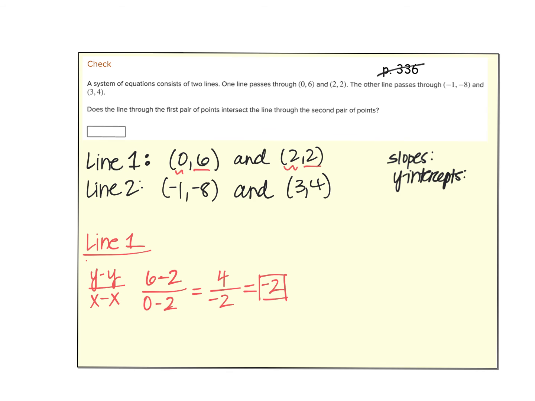So my slope for line 1 is -2. Maybe I should have written slope above here so I knew what I was finding. Now my y-intercept of line 1 is actually pretty easy. So I'm even going to write y-intercept.